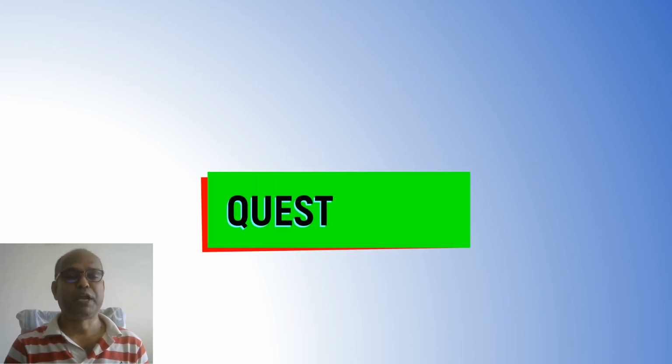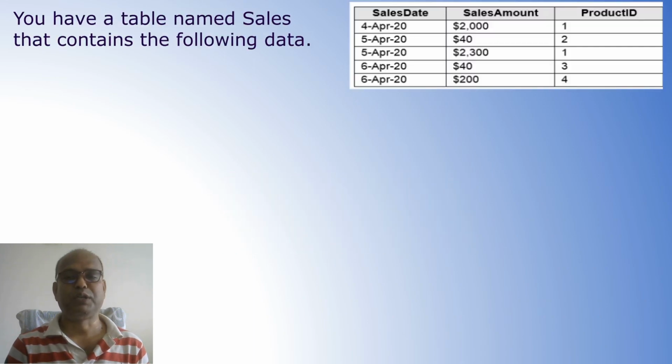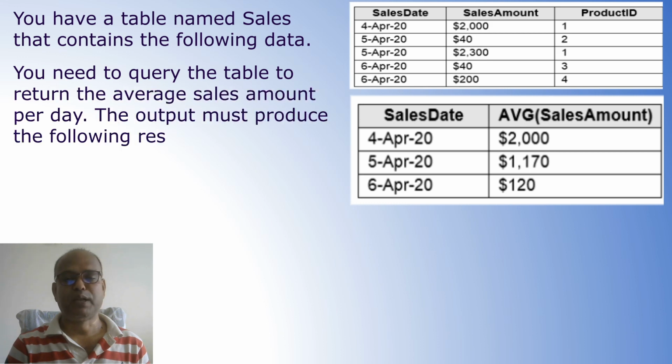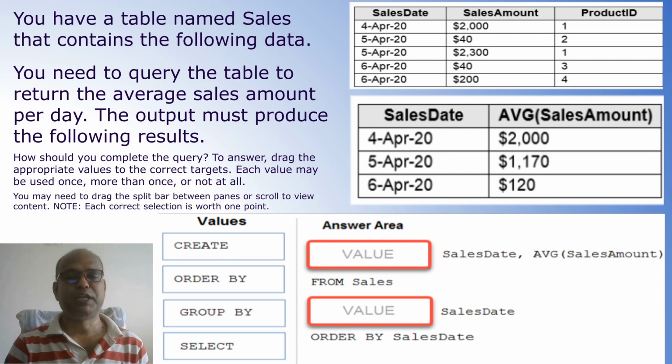Next question. Question number 84. You have a table named Sales containing the following data. You need to query the table to return the average sales amount per day. The output must produce the following results. How should you complete the query? To answer, drag the appropriate values to the correct targets. Each value may be used once, more than once, or not at all. You may need to drag the split bar between panes or scroll to view content. Note, each correct selection is worth 1 point.